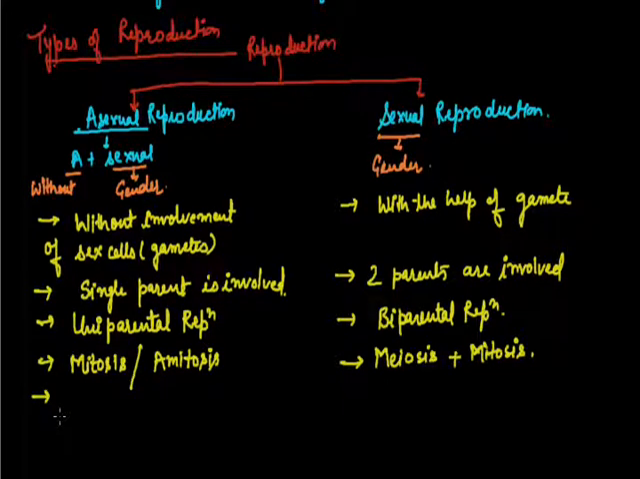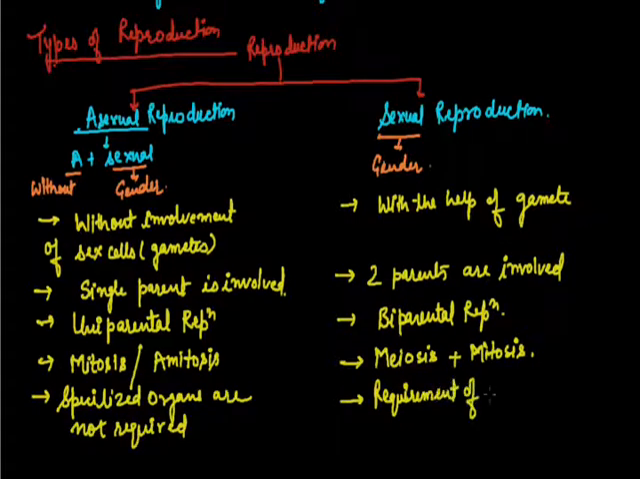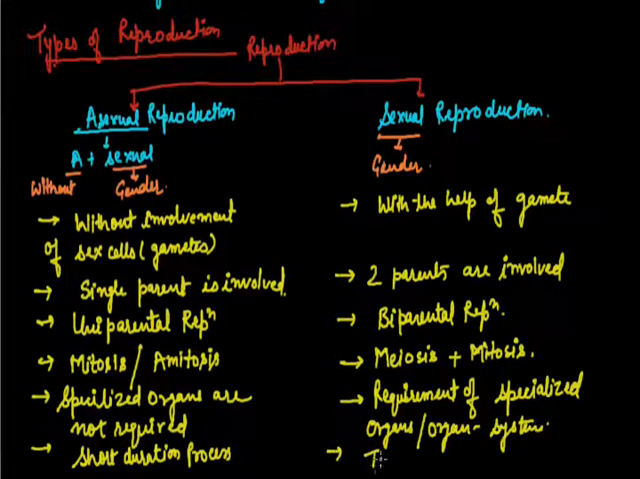In asexual reproduction, there is no need of very specialized organs. You can write: specialized organs are not required. While in sexual reproduction, specific organs are responsible to form gametes. A specialized system is required. There is a requirement of specialized organs. It's a short duration process, while this one is a time-taking process.